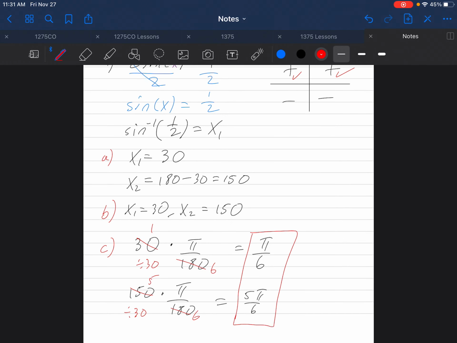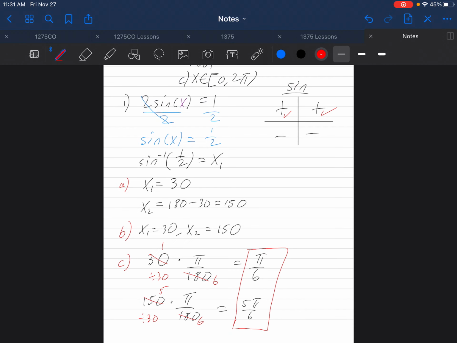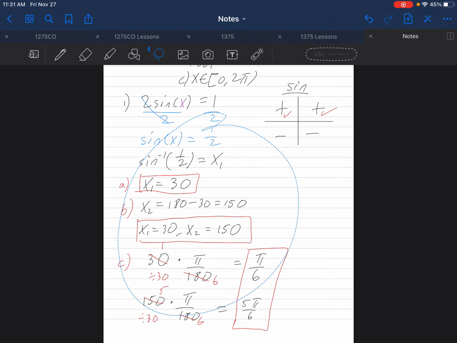It is very important that you read the directions on how your answer is to be presented. Because that's going to be the difference on whether you get a question right or wrong on WebWork, even though all of this work is correct.